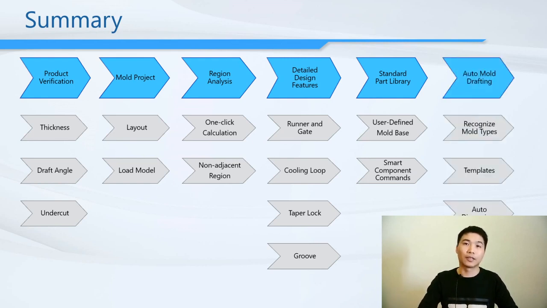And after finishing the mold assembly design, you can create the mold drafting automatically for all of the components in the mold assembly. In the auto mold drafting, you can recognize the mold type by layer or by the mold type, like the cavity, core, plane, and other parts. And you can define different templates for different components. And you can also add the auto dimensions along when you're generating the drawing. Okay, that's the summary for this.